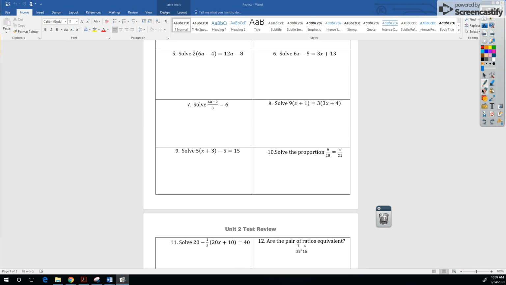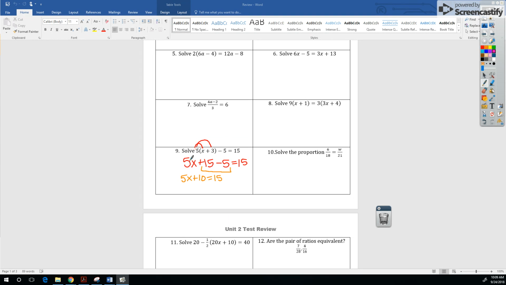Okay, number 9. Again, we got distributive property on the left. We've got to do that before we can subtract the 5. So 5x plus 15 minus 5 equals 15. So 5 times x was 5x. 5 times 3 is 15. I'm going to combine like terms first, and then I'll start doing my inverse operations. So my like terms are right here, 15 minus 5.